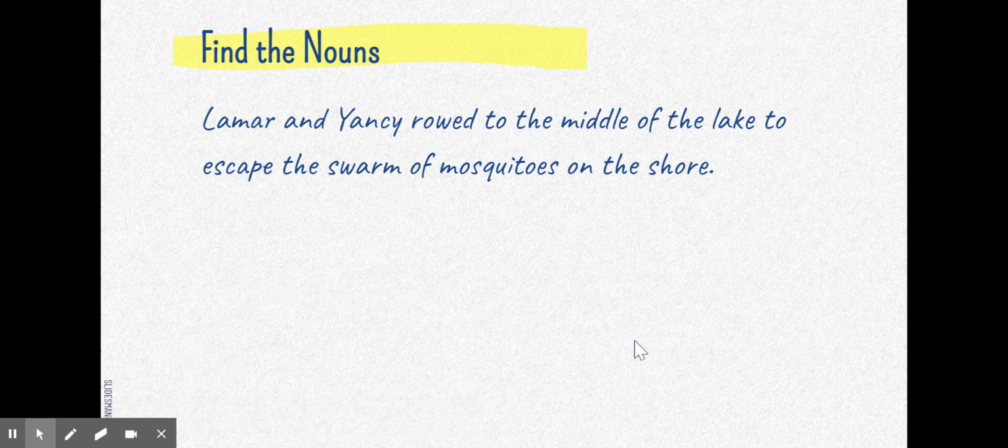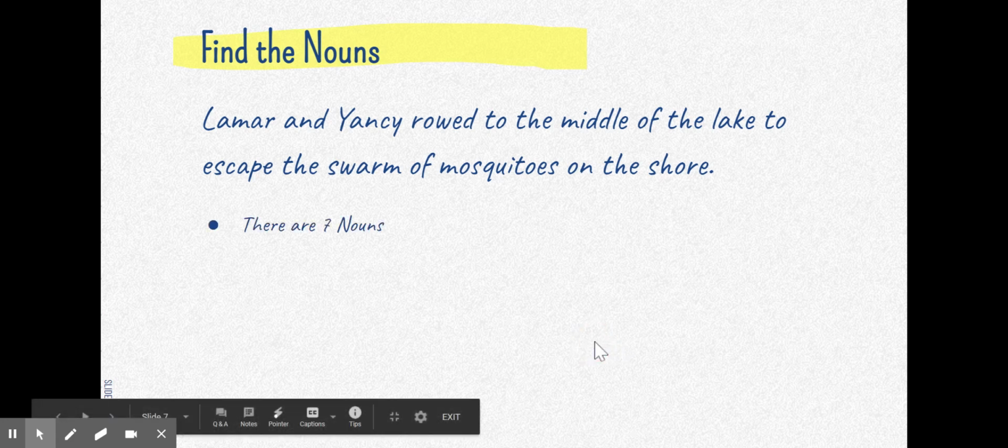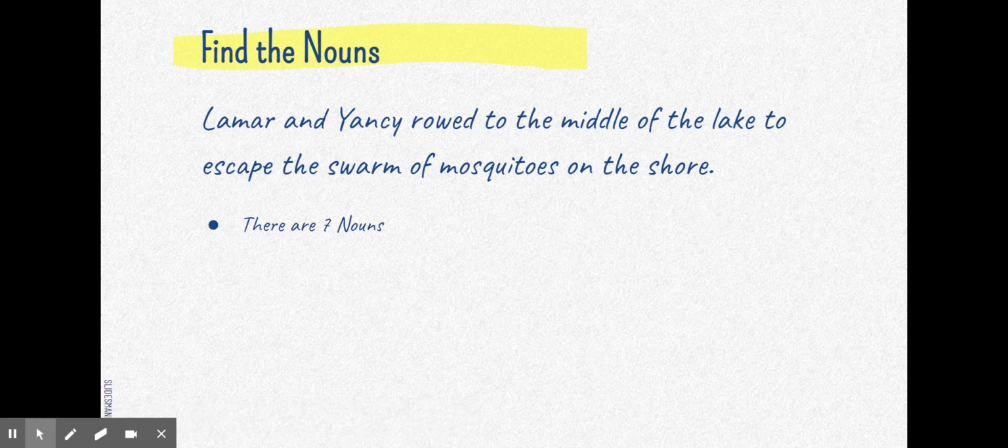Next example. Lamar and Yancey rode to the middle of the lake to escape the swarm of mosquitoes on the shore. Take a moment and find your nouns. Go ahead and highlight them on your notes. There are 7 nouns in this one. Find all of the ones that you can of the 7, and then check your work in a moment when I reveal the answer.